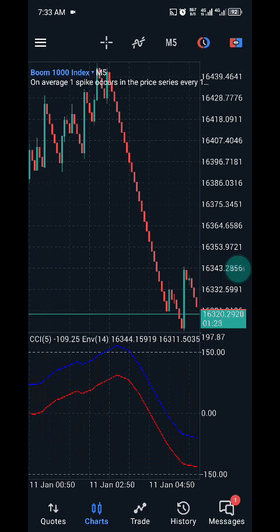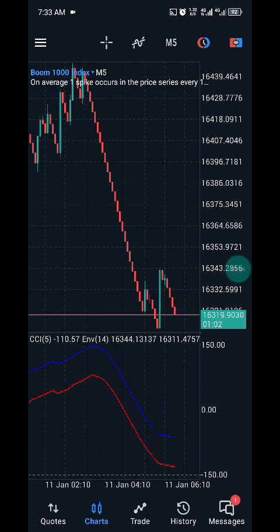This is Boom 1000 on the 5-minute time frame. This strategy works on all Boom and Crash. You can use this strategy on Crash 1000, Boom 1000, Boom 300, and 900. You can use it on any pair. But now I'm going to explain it on Boom 1000. So kindly watch this video because I'm going to show you the settings of this strategy also.